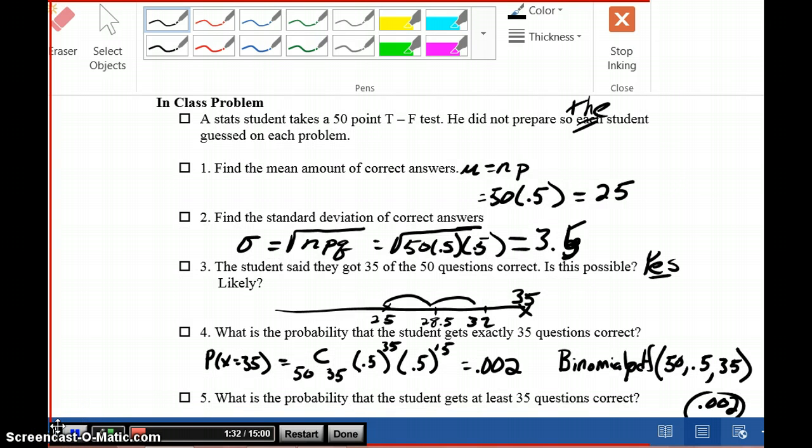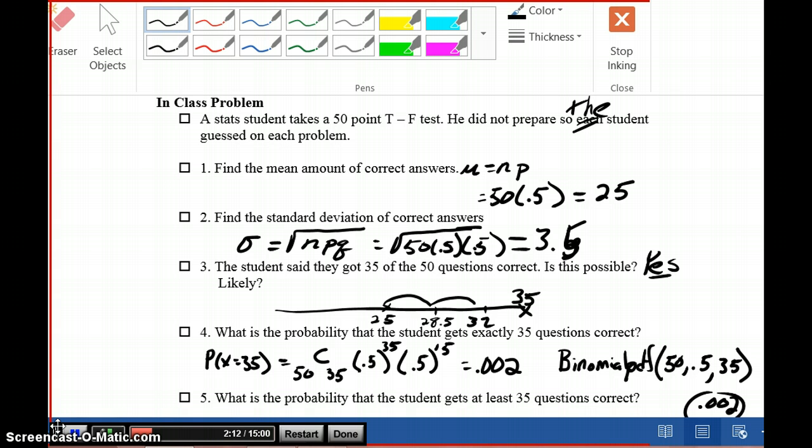Now we're going to look at a problem that deals with a binomial probability situation. A stats student takes a 50-point true-false test. He did not prepare, so the student guessed on each problem. So we can see this idea of two-ness. He's either going to be correct or he's going to be incorrect. Each choice is independent. The chance of success on each problem is the same, and it's consistent all the way through the test. So it meets the binomial probability distribution requirements.